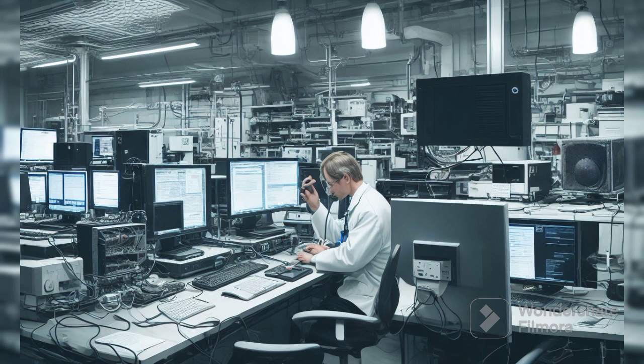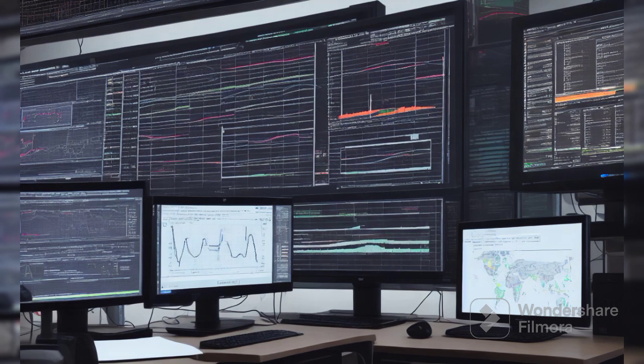Part 3. Computer networks. A computer network is a collection of computers and devices that are connected to each other to share resources and communicate. Networks are used in many different settings, from homes to businesses to entire cities. The Internet is the largest computer network in the world, connecting billions of devices across the globe.